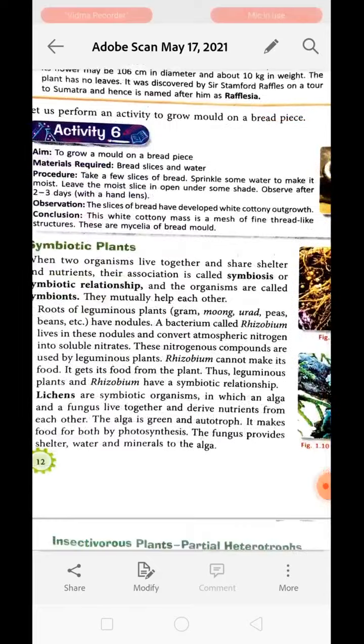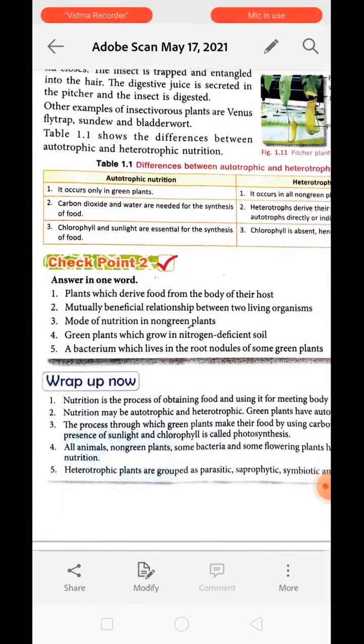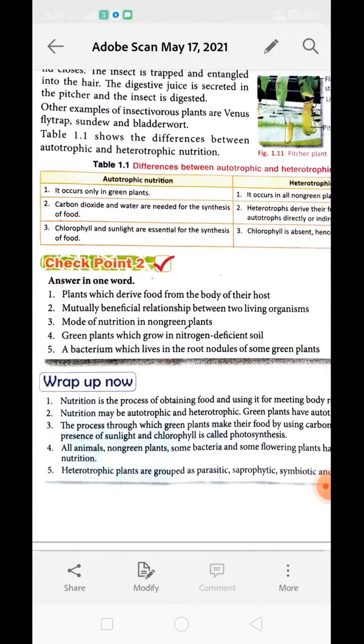Next question, checkpoint 2. Answer in one word. First, plants which derive food from the body of their host are called parasites. Second question, mutually beneficial relationship between two living organisms is called symbiotic association. Third question, mode of nutrition in non-green plants. It is heterotrophic mode of nutrition.